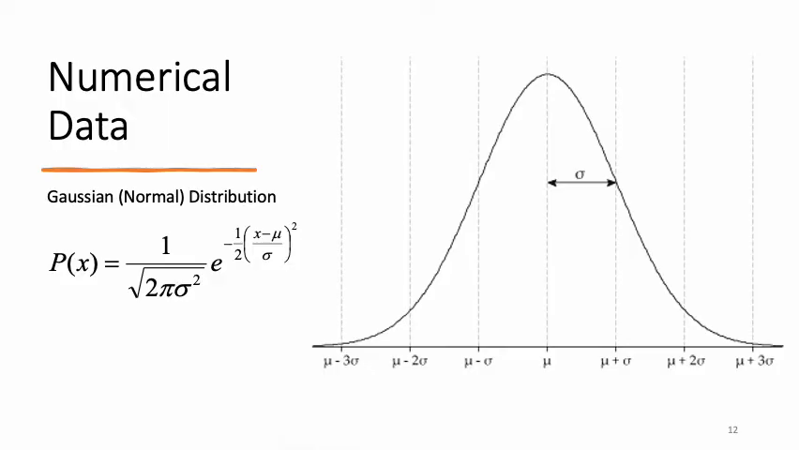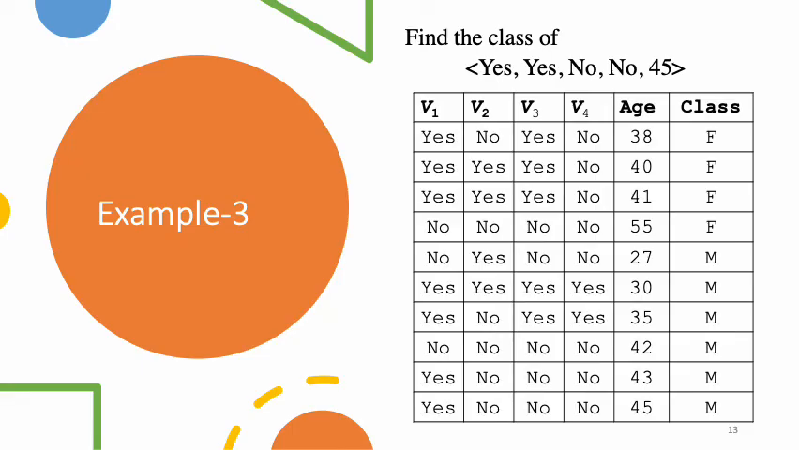When dealing with numerical features, the naive Bayes classifier assumes that the continuous values associated with each class are distributed according to a Gaussian normal distribution. In the Gaussian distribution, whose probability density function is given below, mu and sigma are the mean and standard deviation of the numerical feature, respectively. Now let's solve an example with a zero-frequency problem.